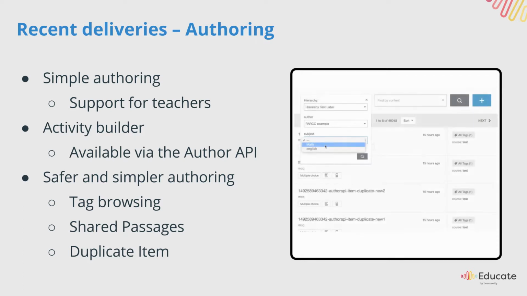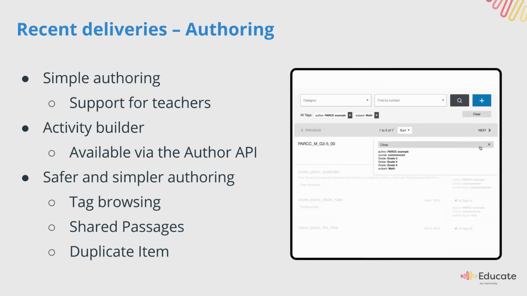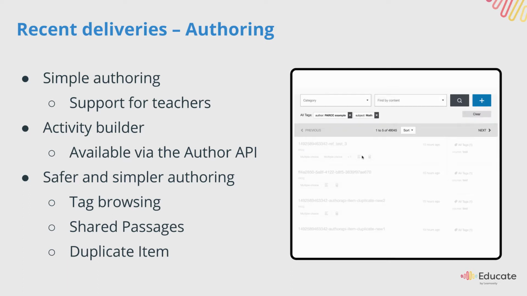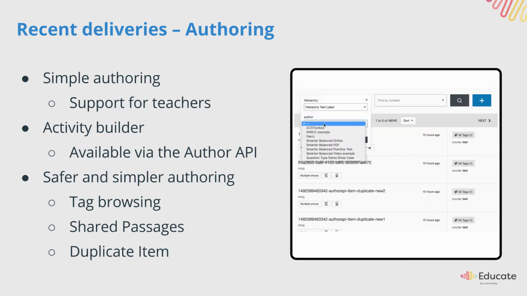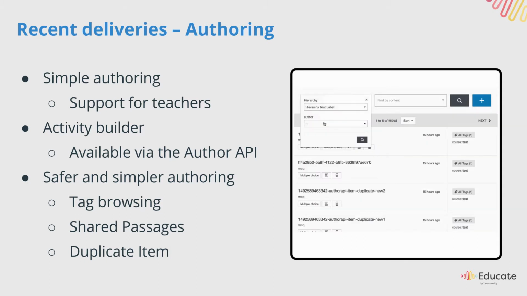Overall, we've got some changes in the author API to make it safer and simpler generally. Our tag browsing is a really interesting one. That allows your authors to quickly locate specific items within your item bank. So using your organization's tag hierarchies, they can drill down and filter for particular items, for example, relating to a particular standard. So that really makes it far quicker for your authors to drill down through. If you have a very large item bank, for example, pull out the items that they specifically want.